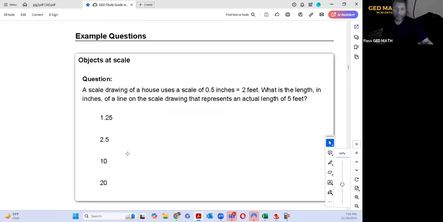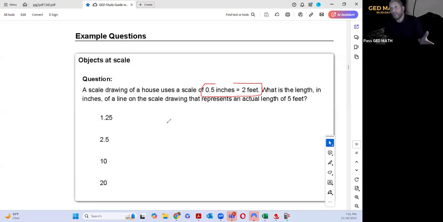Okay, this is a very similar problem. Unit rate or proportion, right? 0.5 to 2 feet. What is the length? A scale drawing of a house uses a scale of 0.5 inches to 2 feet. What is the length in inches of a line on the scale drawing that represents an actual length of 5 feet? So first of all, how would you solve this?